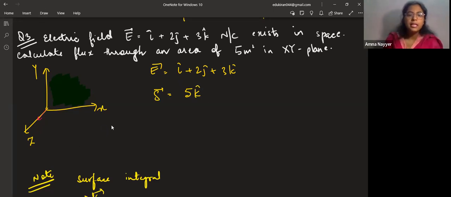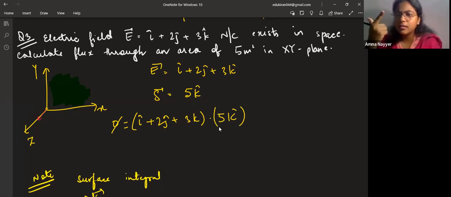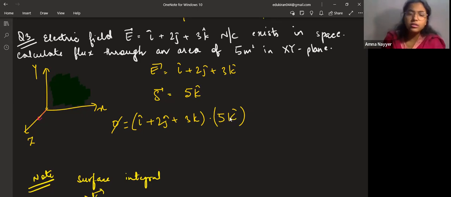Now it's clear. When you have to take the dot product, I cap plus 2j cap plus 3k cap for the electric field, E dot ds, dot 5k cap. Now see, the coefficients of I and j are already zero here. So 1 into 0 will be 0, and 2 into 0 will be 0. There isn't any significance of writing them.